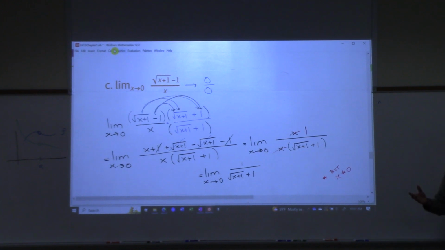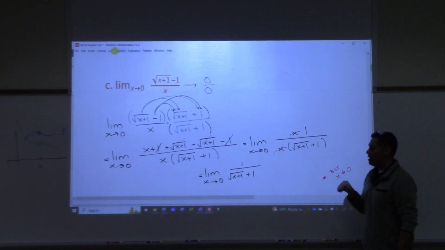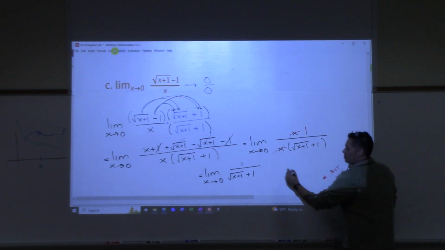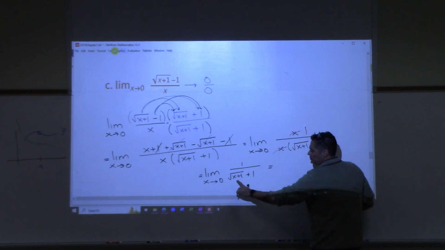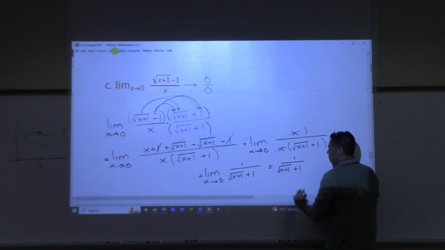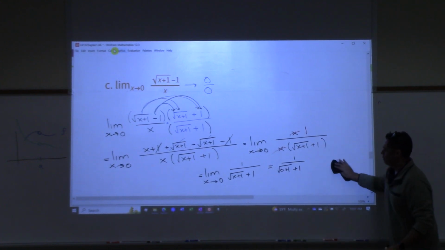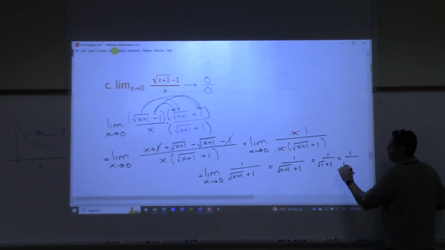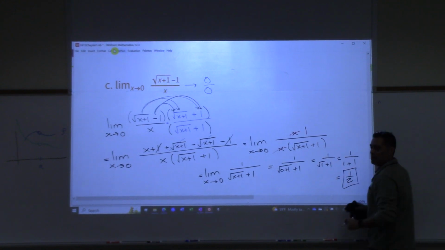Finally, we are at a point where I'm ready to do direct substitution and see what happens when I let x go to 0. So if x goes to 0, let's see what we get. We get 1 over square root of 0 plus 1 plus 1. But that's just 1 over square root of 1 plus 1. I'm going very slow. 1 over 1 plus 1, that's 1/2. The answer is 1/2.